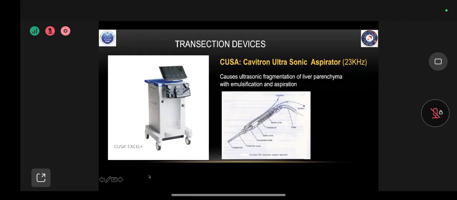There are a lot of transection devices available for making a liver resection safe. You can use whatever you have at your disposal, and if you don't have anything, a simple bipolar and a finger and a Kelly clamp also works. All these gadgets are good. They decrease the time, but if you don't have them, it's not that you can't do a liver resection. The most commonly used is the CUSA or the Cavitron Ultrasonic Surgical Aspirator.